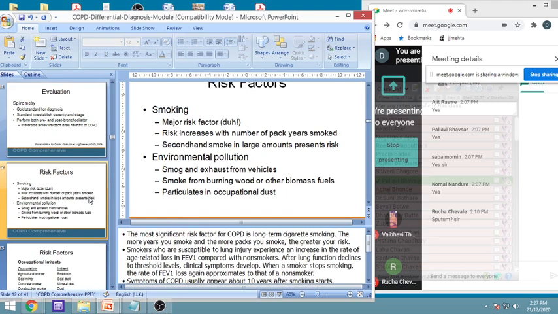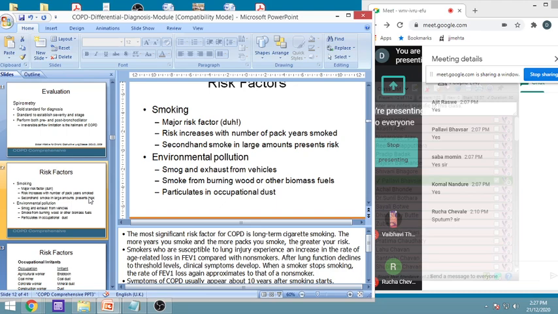What are the risk factors for COPD? Smoking is the major risk factor. The risk increases with the number of years smoked, that is, the number of packs and the number of years a person is smoking. Secondhand smoke in large amounts also presents a risk. Places with more environmental pollution, like smog, exhaust from vehicles, smoke from burning wood or other biomass fuels, and particulates in occupational dust, carry more chances of having COPD.